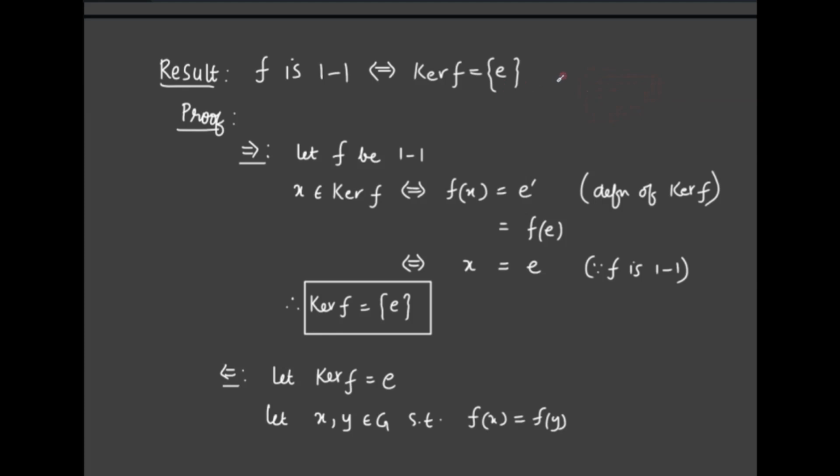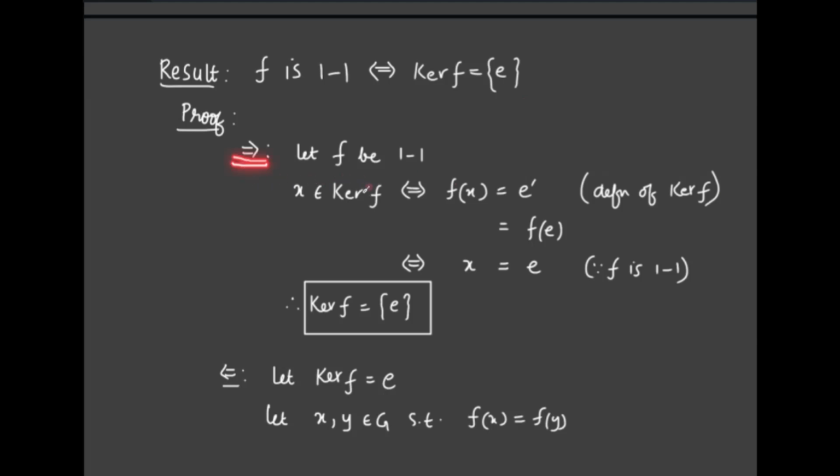That the kernel contains only one element, meaning there is only one element that is getting mapped to e dash, and that is the identity element. There is no other element that is getting mapped to e dash. So when that happens, it is 1 to 1, and when it is 1 to 1, the kernel will contain only one element. So now let us take a look at the proof.